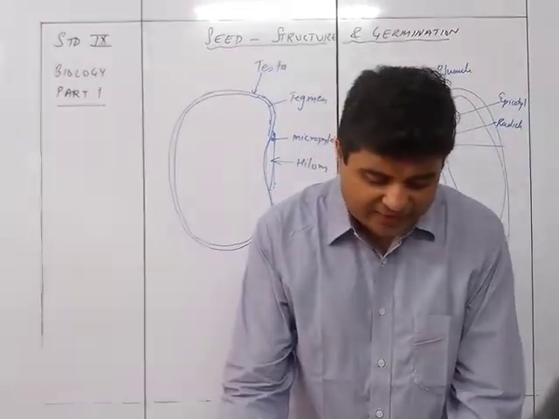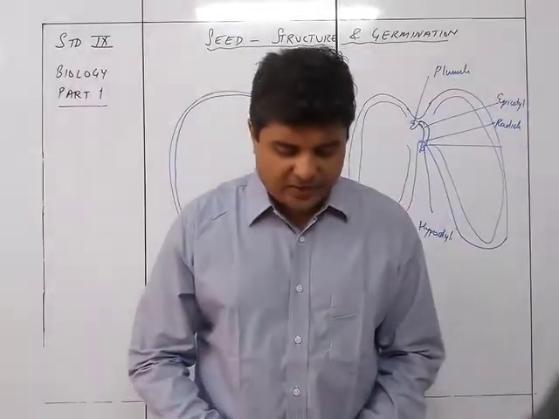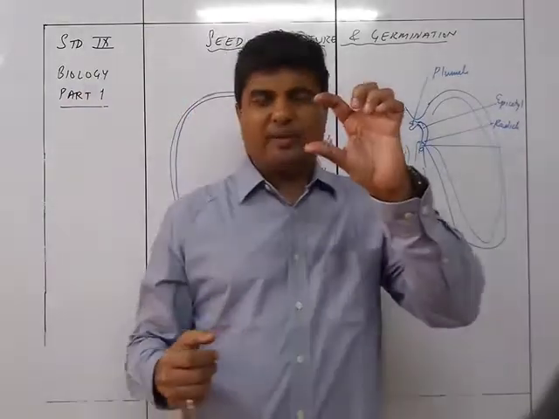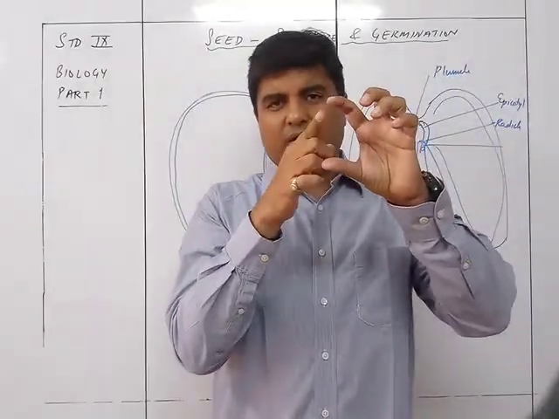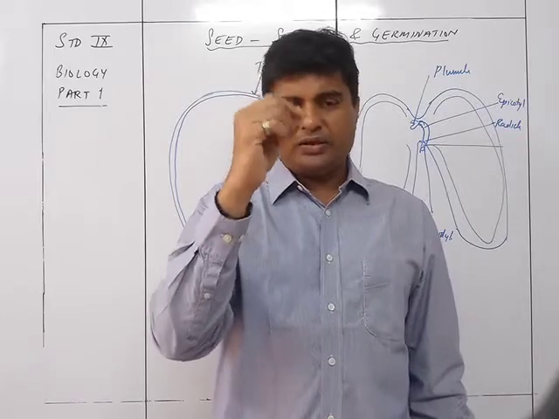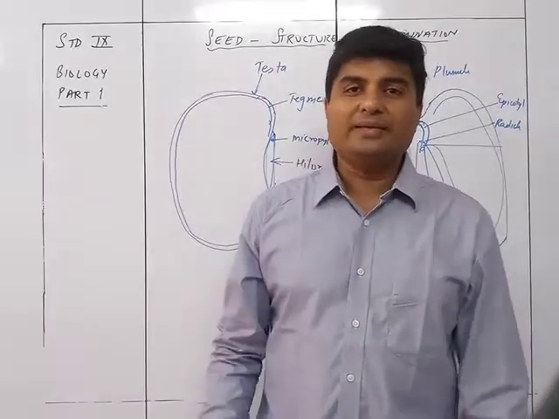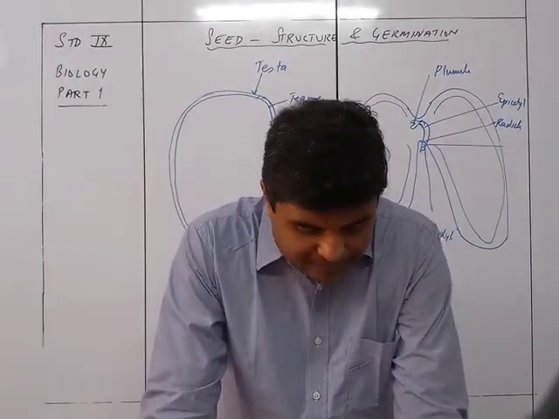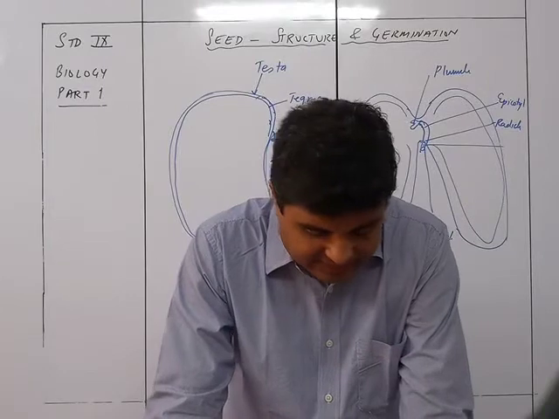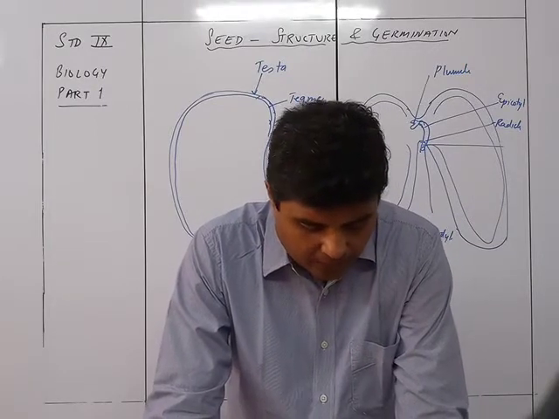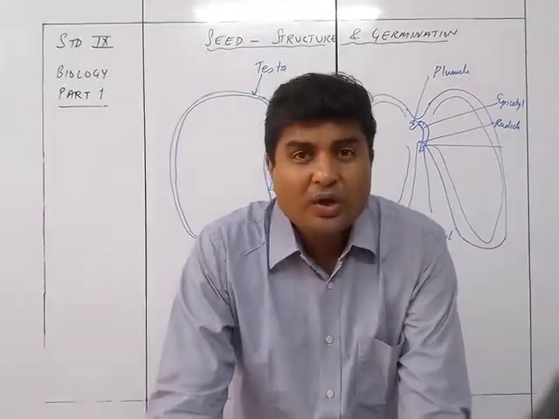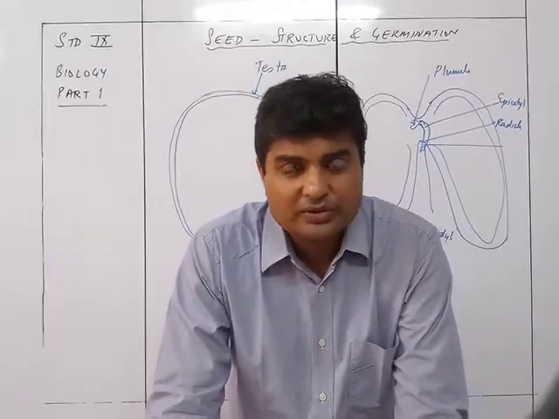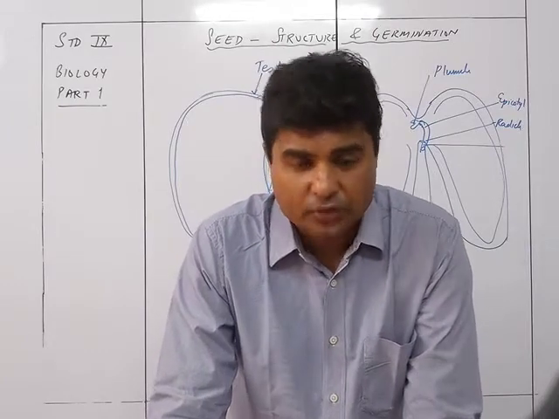Hilum is a distinct whitish oval scar on the concave side of the seed. So on the concave side of the seed is the white colored scar. If we take a rajma bean, on the concave side there is a white colored marking. So that particular marking is nothing but the hilum. It represents the spot where the ovule, now the seed, was attached to the ovary wall through placenta. So hilum is the place where the ovule was connected to the placenta.